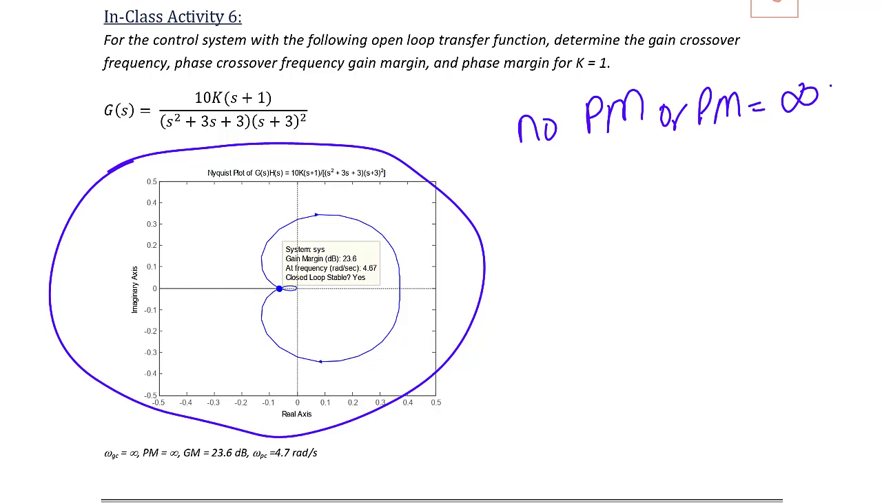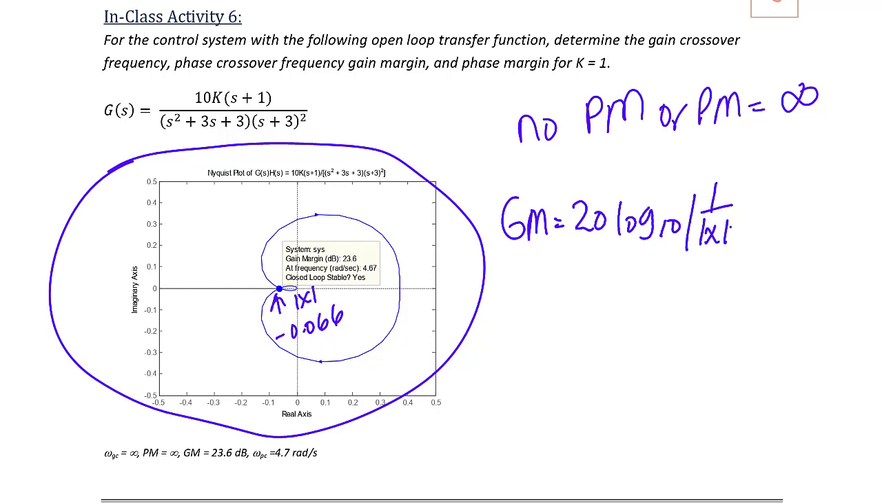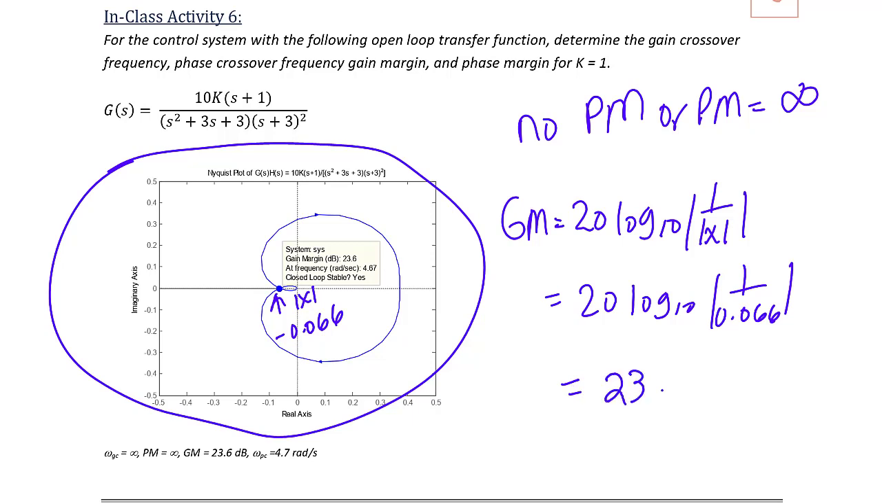However, it does intersect with the real axis. So we find that this value here, which we would call x, has a value of negative 0.066, or an absolute value of 0.066. So the gain margin is equal to 20 log base 10 of 1 over the absolute value of x, which equals 20 log base 10 of 1 over 0.066, which equals 23.6 decibels.